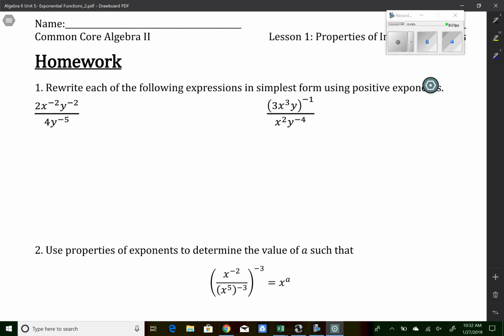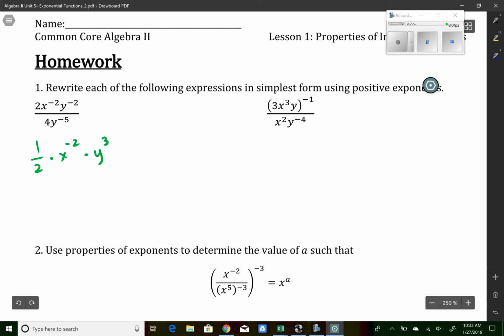So for the first one, it asks us to simplify this expression. So what I do is I always separate the numbers and variables out. So as we start to separate this stuff, we can simplify anything that we can see fit. So for 2 over 4, that reduces to 1/2. X to the negative 2 has nothing to reduce with. And then if I look at y to the negative 2 over y to the negative 5, one of the rules we went over was when you divide, you're going to subtract your exponents. Negative 2 minus negative 5 becomes y to the third power.